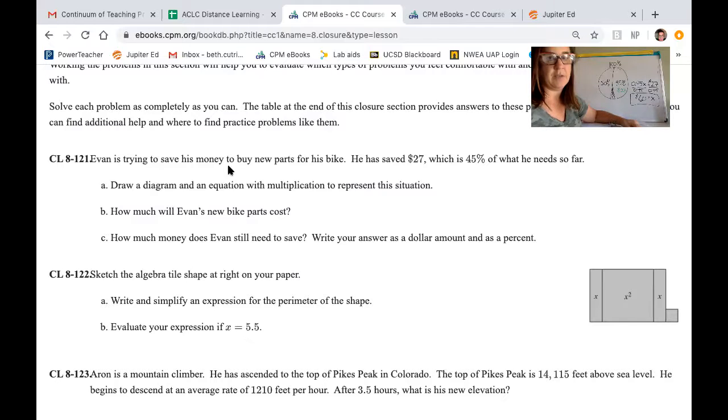How much money does he still need to save? That's super easy. You're going to subtract 27 from 60. So I'm not going to do that one for you.